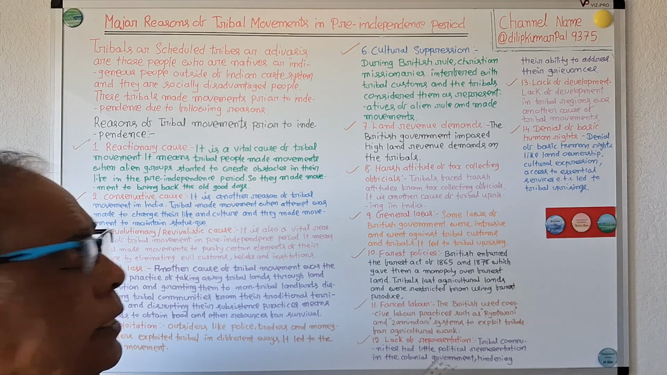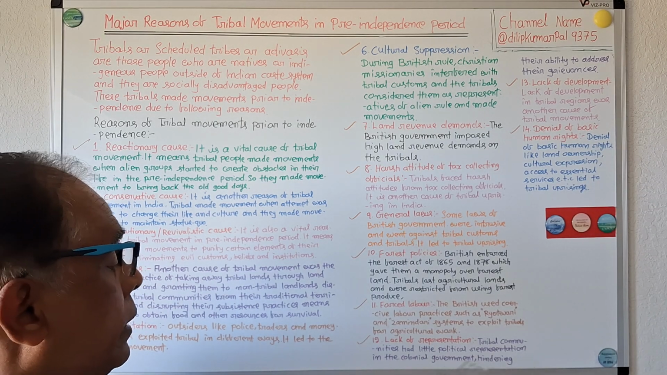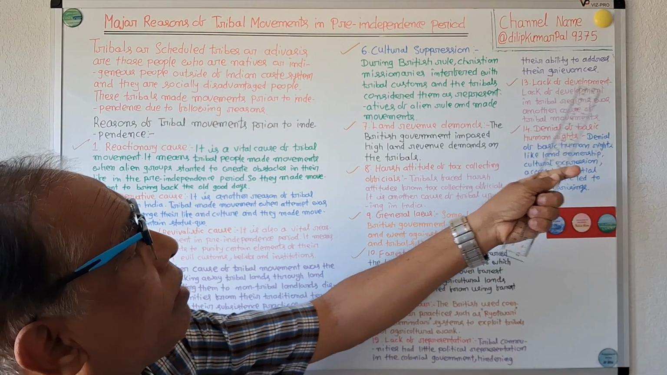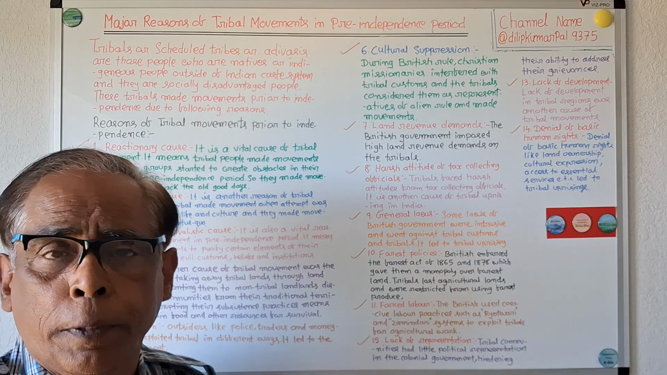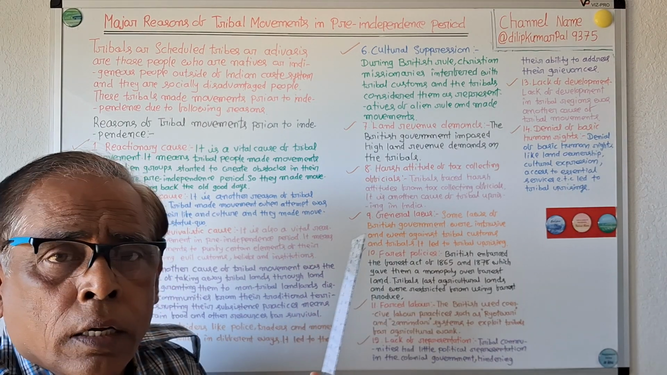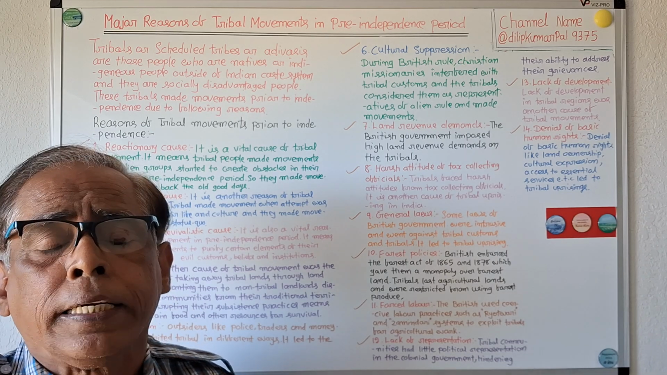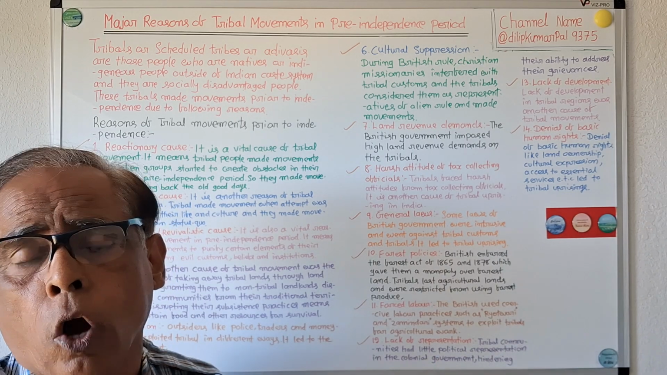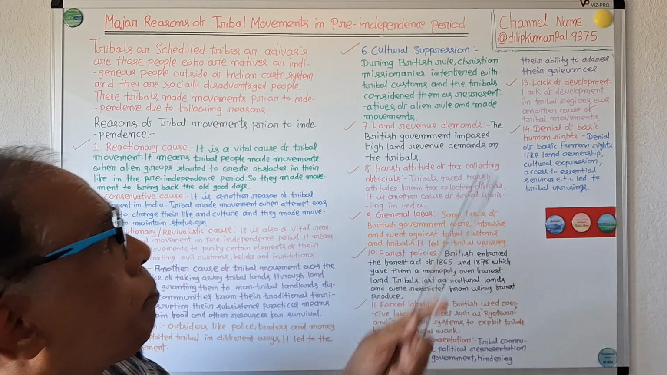12. Lack of representation. Tribal communities had little political representation in the colonial government, hindering their ability to address their grievances. In the colonial government, tribal people had no representatives. As they had no representatives, their grievances were not articulated before the colonial government. It forced tribal people to make movement.